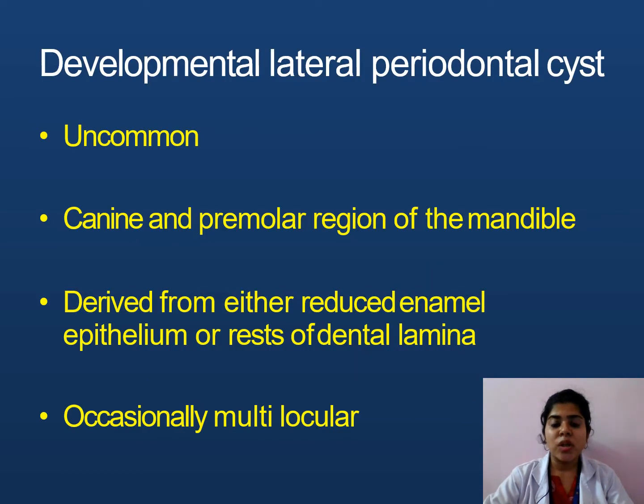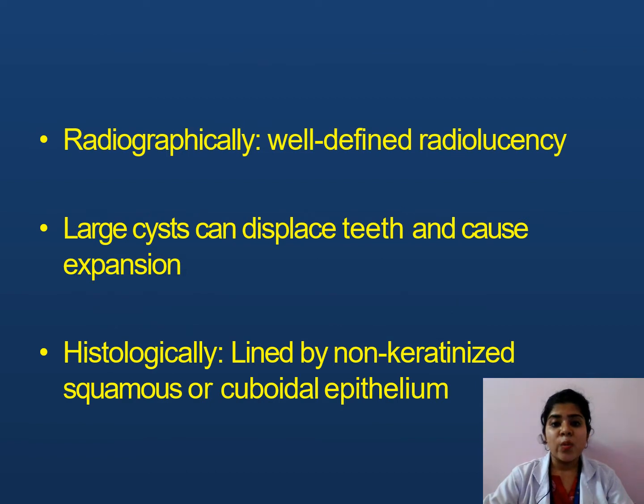Developmental lateral periodontal cyst is uncommon, occurring in the canine and premolar regions of the mandible, derived from either reduced enamel epithelium or rests of the dental lamina, occasionally multilocular. Radiographically, a well-defined radiolucency; large cysts can displace teeth and cause expansion. Histologically it is lined by a non-keratinized squamous or cuboidal epithelium.